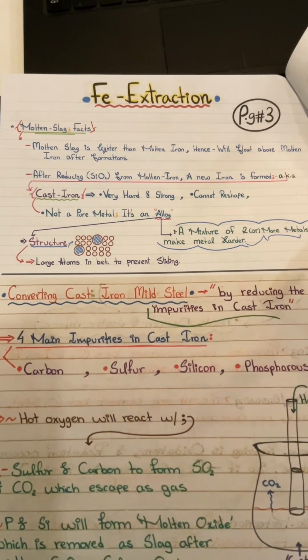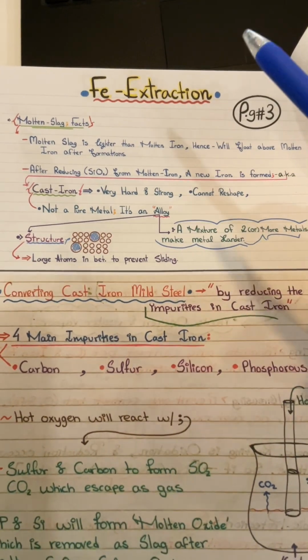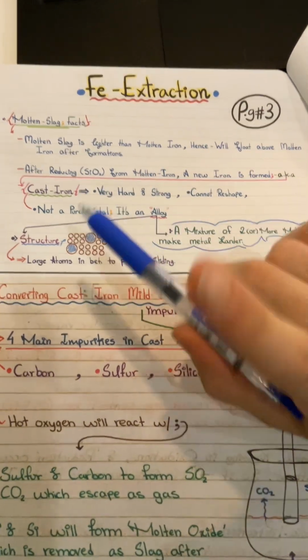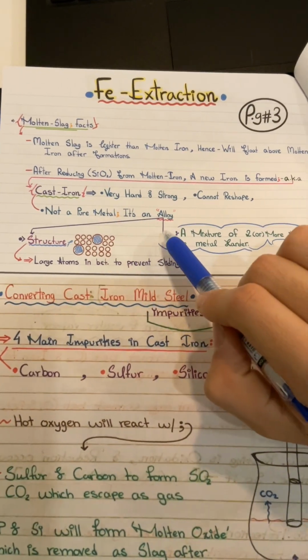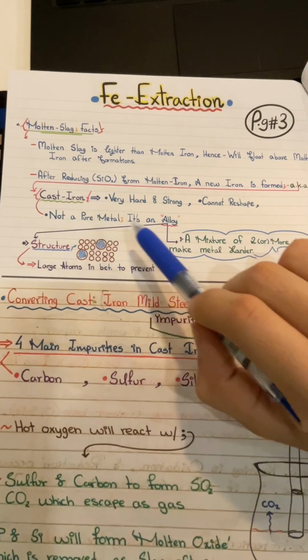This is known as cast iron. Cast iron is a very hard and strong iron. It cannot be reshaped. These are properties of not a pure metal but an alloy. An alloy is not a pure metal. Cast iron is not a pure metal. Cast iron is an alloy.